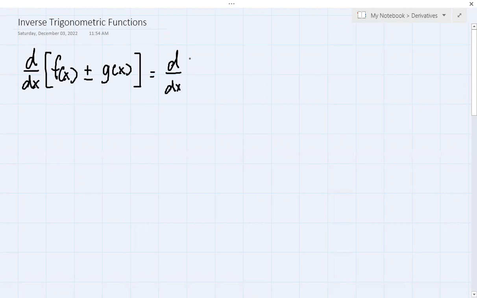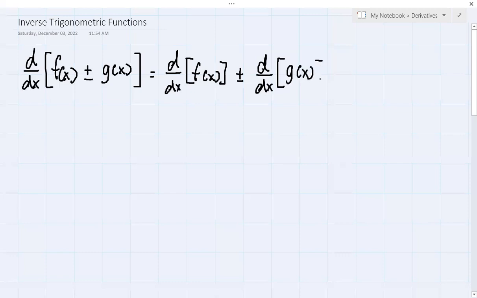sorry, mali ako ng bracket. The derivative of f of x plus or minus the derivative of, wait lang. There you go. Derivative of g of x. Okay? So, ibig sabihin nun, kapag lahat ng terms naka-separated by the addition or subtraction, i-differentiate mo lang yung mga terms. Okay? So, basically, yun lang yun. So, now, let's have some examples.